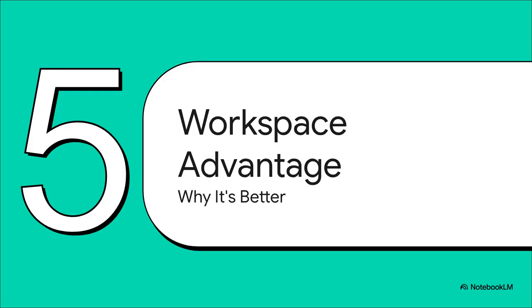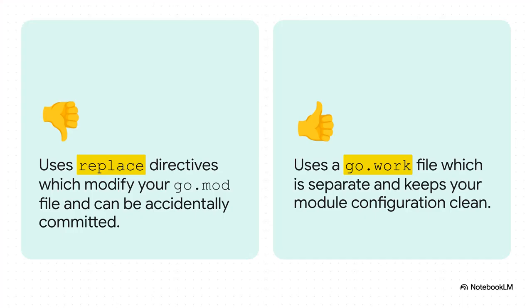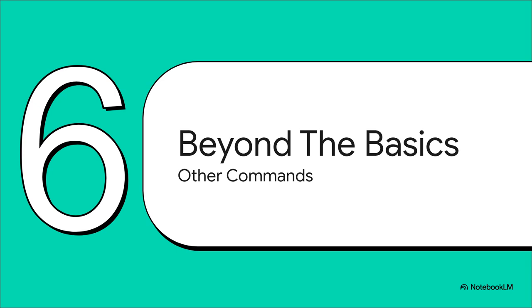Now that you've actually seen it in action, let's just quickly recap why this is such a massive improvement over the way we used to do things. So the old way, with the replace directive, meant you were directly modifying your go.mod file. This is a file that defines your module, and you're putting temporary, local-only information in it. It's so easy to accidentally commit that. The new way with go.work is completely separate. It's a file that lives outside of your modules, just for you, managing them during development without ever making them messy.